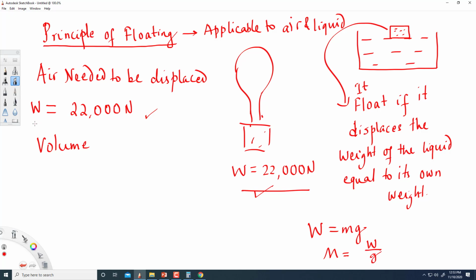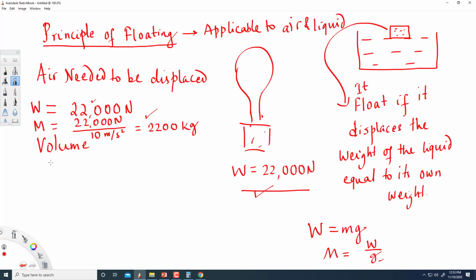If I want to know the mass of this air, I need to divide this by g, 22,000 Newton over g. What is the value of g? It is 10 meters per second squared. That means it would be 2200 kilograms. Mass is the total matter which is measured in kilograms. Weight is the force of the earth on the object, and weight is always 10 times more than the mass, because it is m times g.